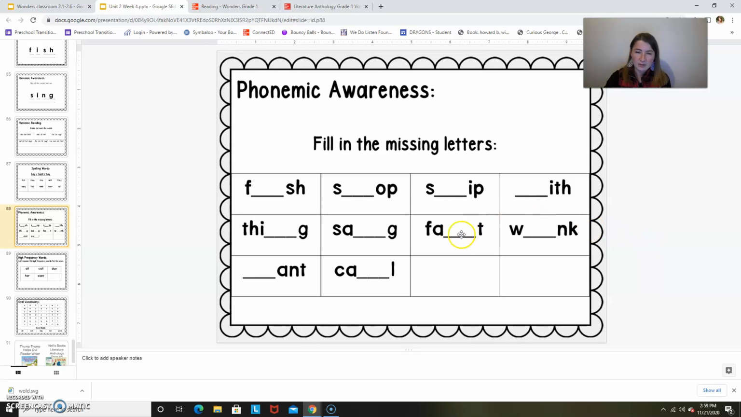Okay, we're missing another letter right here. You said S. Fast. Good job. Right here, we're missing a vowel. You said I. You're right. I goes there. Wink. Right here, we have the first sound missing. You said W. You're correct. Want. Now you have another letter missing. This is a bonus letter that's missing. You said L. You're correct.